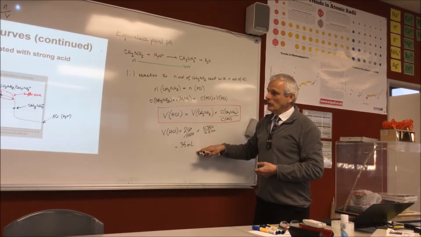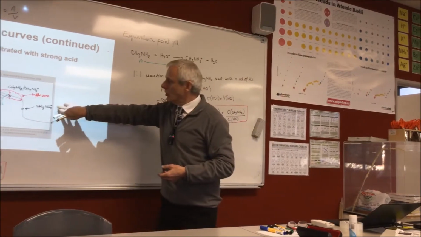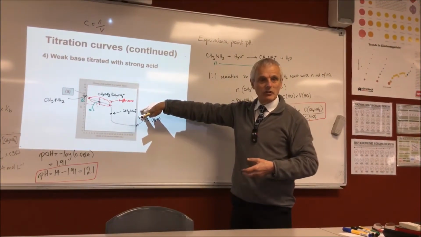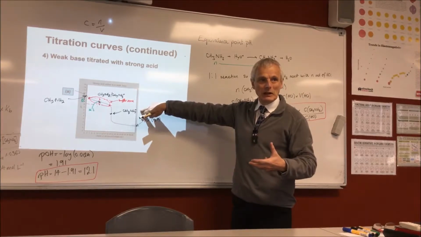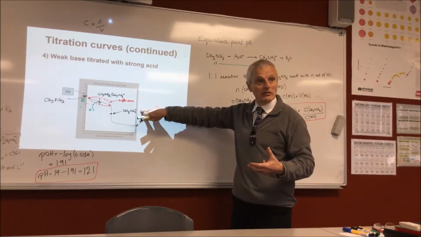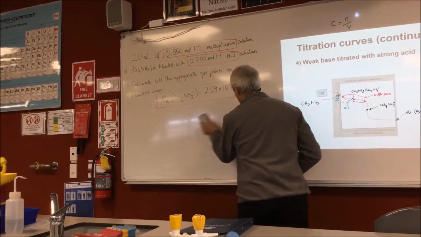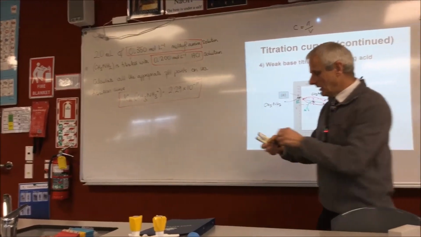The next thing we need to do is look at what it is you've got that's causing the pH, because we need an expression to calculate the pH. And it's the conjugate base. That's the only thing that's significantly causing the pH at equivalence. So very conveniently, we can write it underneath here.